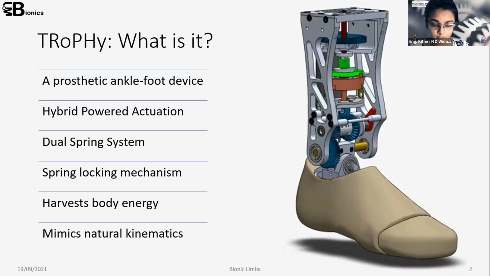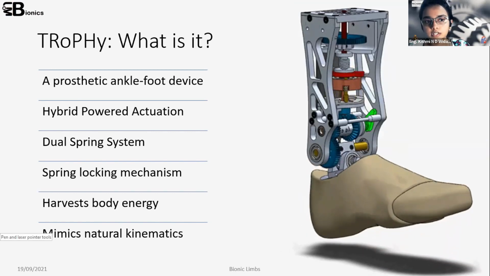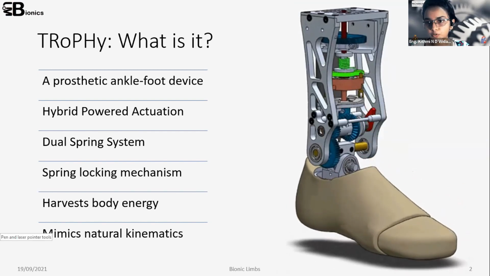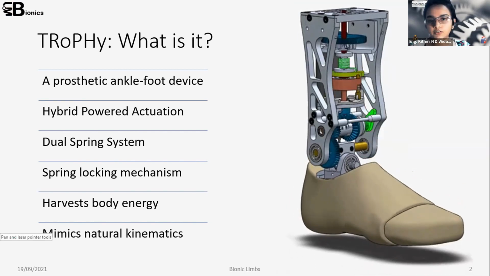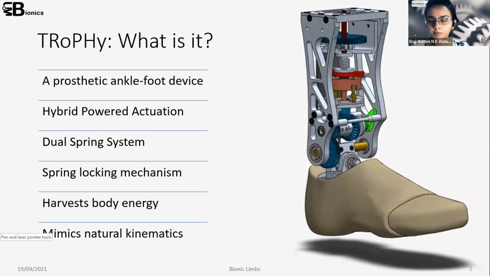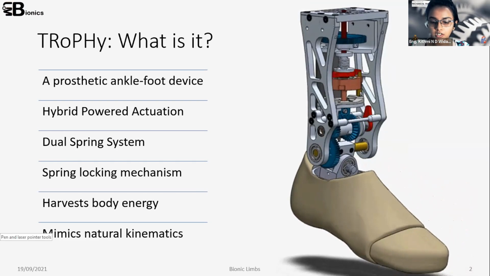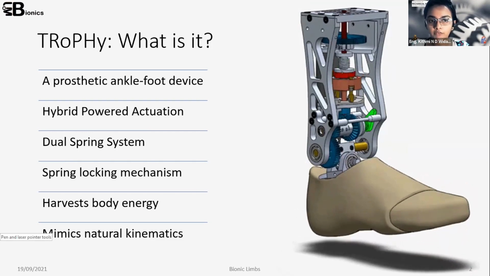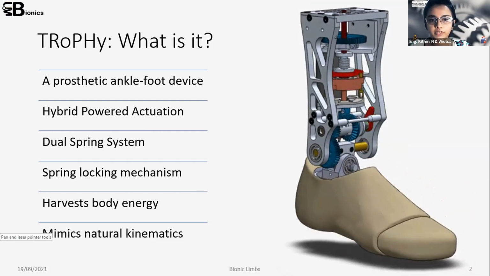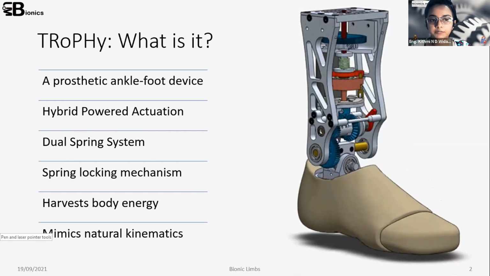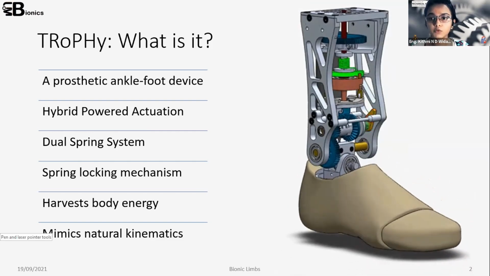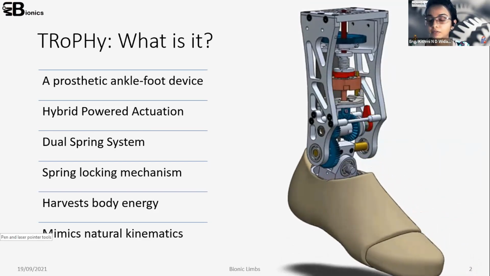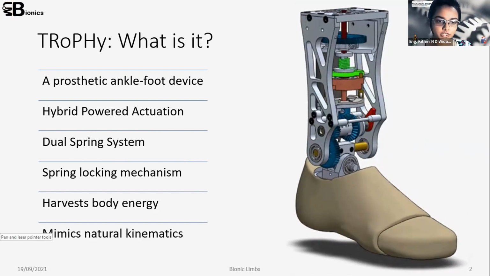And what is Trophy? Actually, Trophy is a prosthetic ankle foot device. It is designed for people with transtibial amputations, and we designed Trophy so that it has hybrid powered actuation. That means it is powered both by body power and by using an external power source. And we used a dual spring system in here, and we had a spring locking mechanism. And we use this device to harvest body energy and reuse it when walking. And this prosthetic unit can mimic natural kinematics of the ankle joint.